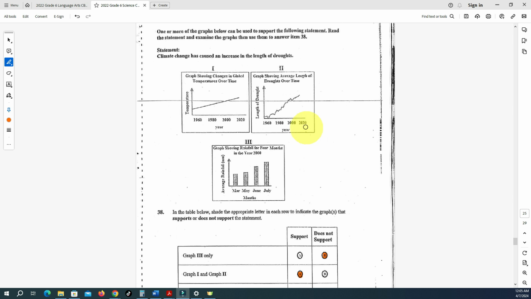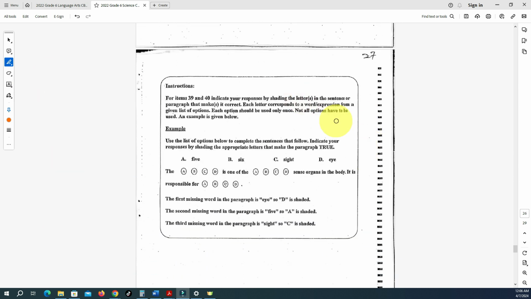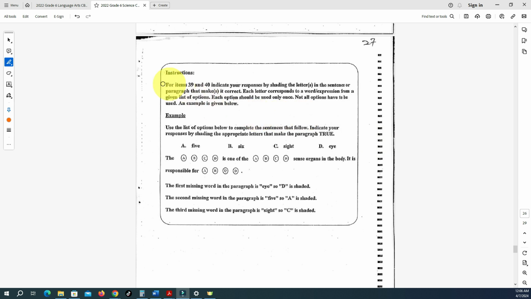It doesn't tell me that it increases the length of droughts. So I don't know. It didn't stick out to me. Let me know what you think. All right, so here's the final two, I guess.